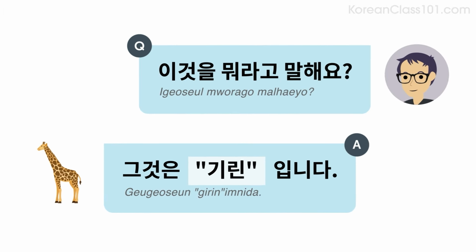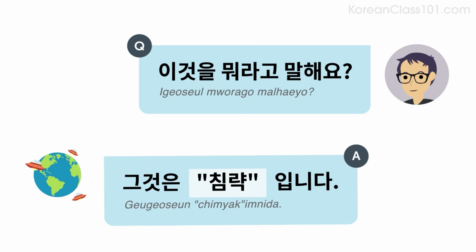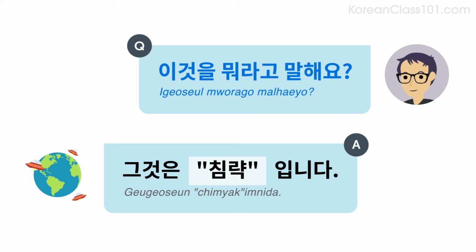Listen and repeat or speak along with the native speakers. 이것을 뭐라고 말해요? 그것은 기린입니다. 이것을 뭐라고 말해요? 그것은 여행입니다. 이것을 뭐라고 말해요? 그것은 침략입니다.